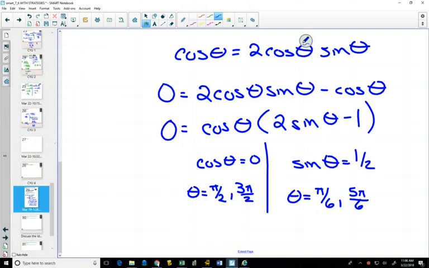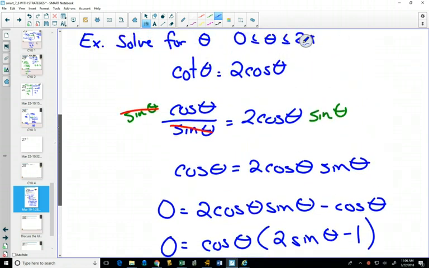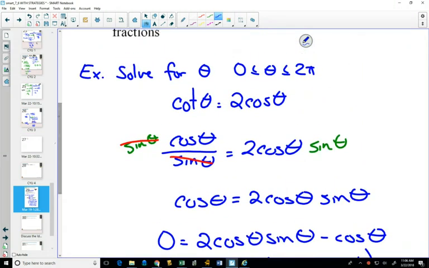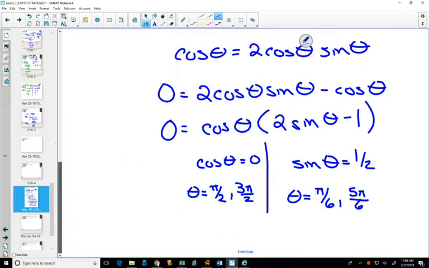Did I give you a domain? Remember, whenever you finish solving a question, because we'll almost always solve it between 0 and 2 pi, we're going to check if there was a domain given in this question. And there was. It said solve between 0 and 2 pi. Perfect, that's what we did. So we're done.